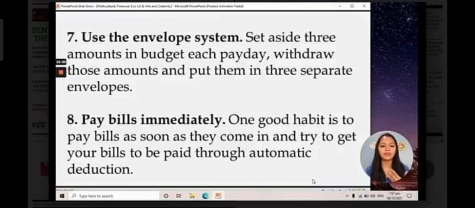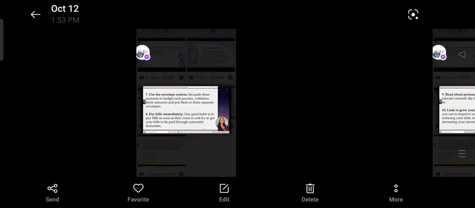Pay bills immediately, because one good habit is to pay bills as soon as they come, and try to get your bills paid through automatic deductions. Once your bills are overdue, some institutions will automatically add a percentage to your debt or your bill.